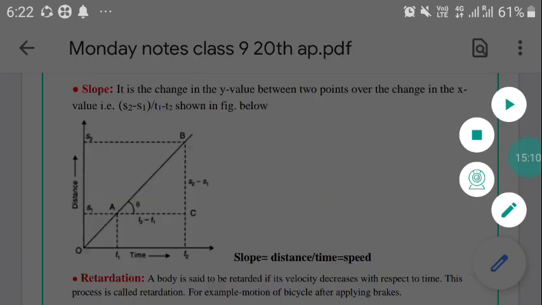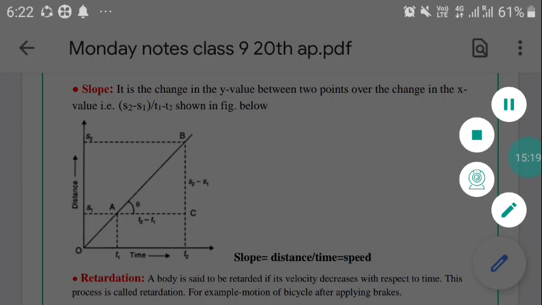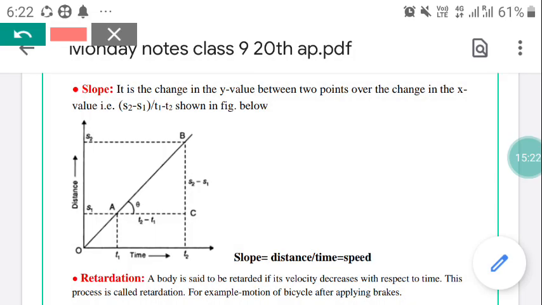So be prepared with that. See here, slope. It is the change in y value between 2 points over the change in x value. That is, you can see in this graph, I have made a graph between distance and time. It is for uniform motion, so it will be a straight line. He took 2 points A and B. He drew a line parallel to the x-axis and y-axis from each point. So from B, it is like that. On the x-axis, it touches the T2 point.